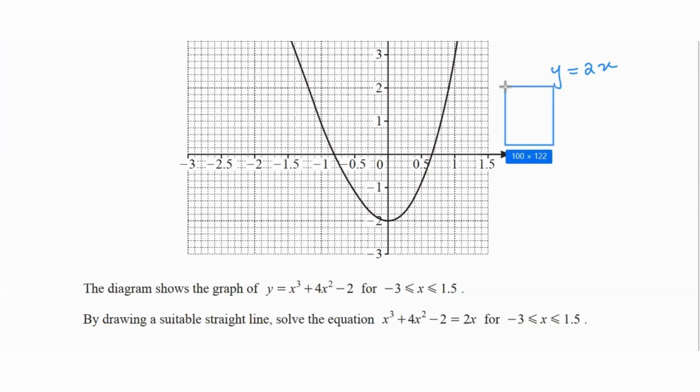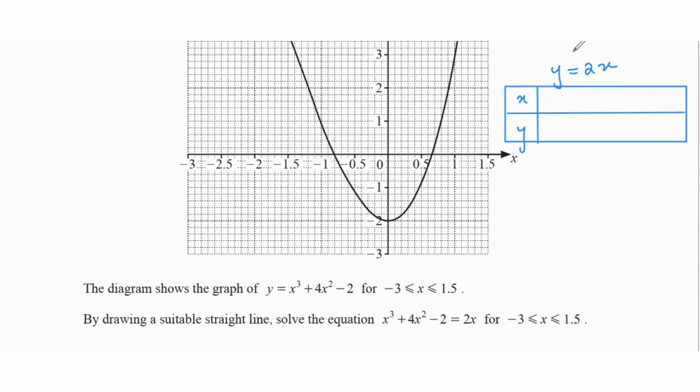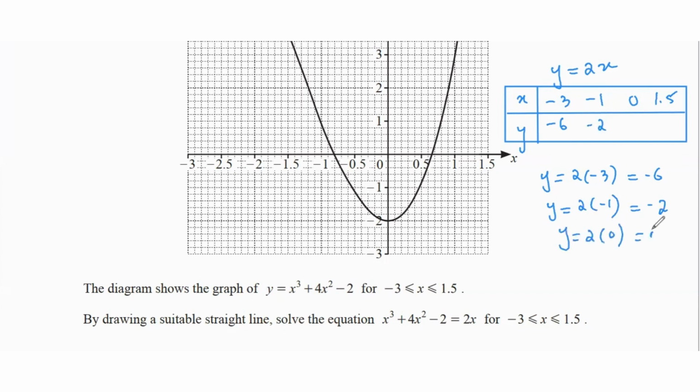So what I'm going to do is make a small table of values for x and y. For x, I'm going to take -3, -1, 0, and 1.5. When you substitute these values in this equation, y equals 2 times -3 is -6. y equals 2 times -1 is -2. y equals 2 times 0 is 0. And y equals 2 times 1.5 is basically 3.